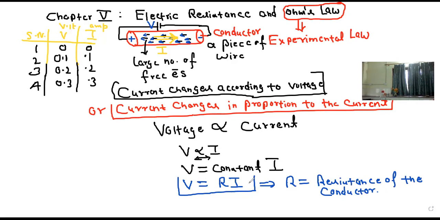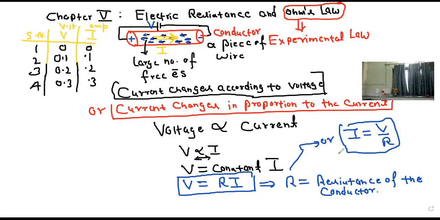So this relation V is equal to IR, or it can be written as I is equal to V upon R. This relation is in terms of voltage and this is in terms of current. This is called Ohm's law, because this was experimentally observed by the scientist Ohm. It is a relation between voltage and current: a change in the voltage gives a change in the current, and both are proportional. Whatever change there is in the voltage, the same change is observed in the current.